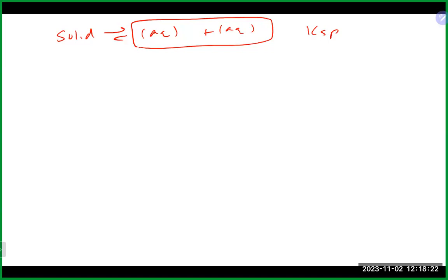We also talked at the very end about how you can use the KSP to your advantage to figure out something like selective precipitation. You can figure out the concentration of a precipitating reagent that you might need to add to a solution that has ions floating around to selectively precipitate off certain ions while leaving other ones still in the solution.